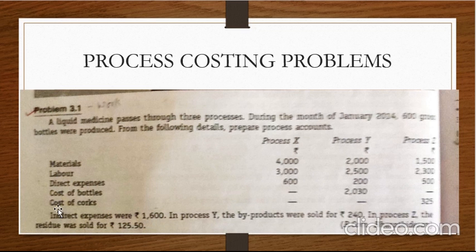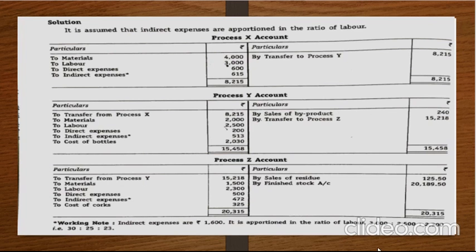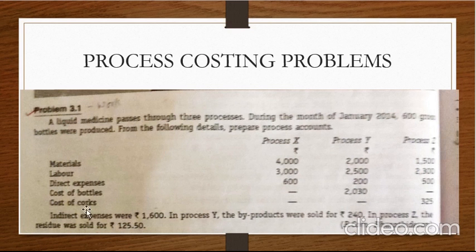How much are your indirect expenses? 1600. The total of 30, 25, and 23 will be 78. So 30 plus 25 plus 23 will give you 78. Now you will apportion it. How much are your indirect expenses? 1600, as mentioned in the question.